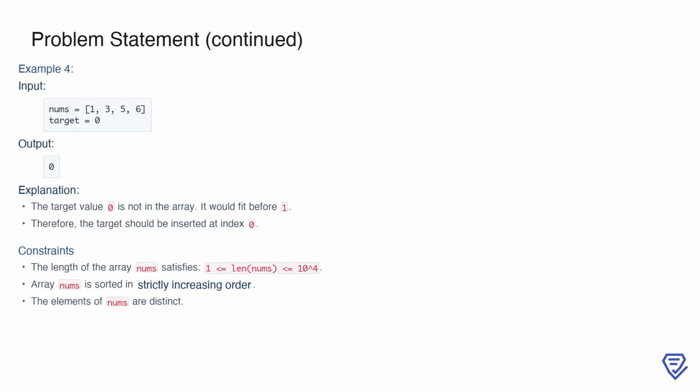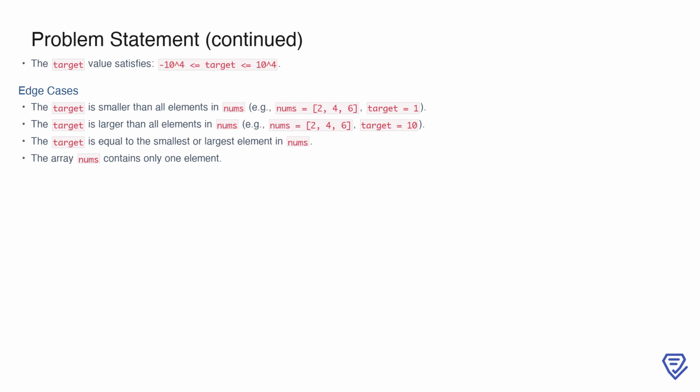The constraints of the problem ensure that the array is always sorted and contains distinct integers, which simplifies the insertion logic. The problem also specifies a few important constraints and edge cases to consider. For example, the target value can range from -10^4 to 10^4, and the array size can be as large as 10^4. Edge cases include scenarios where the target is smaller than all elements in the array, larger than all elements, or equal to the smallest or largest element. Additionally, we should account for cases where the array contains only one element. By understanding these constraints and edge cases, we can ensure that our solution is robust and handles all possible inputs correctly.